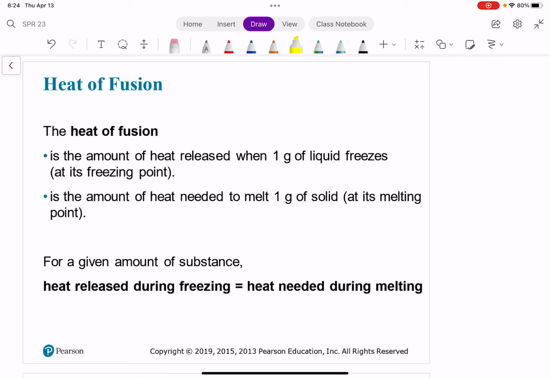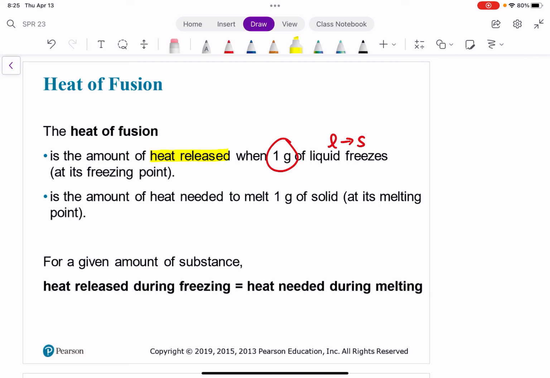All right, heat of fusion. The heat of fusion is the amount of heat that's released when exactly 1 gram of liquid freezes, at its freezing point. This will make more sense in a little bit. It's also the amount of heat needed to melt 1 gram of a solid at its melting point. So it's how much heat is released when you're freezing, going from liquid to solid. Let's write that down: liquid to solid. Specifically, 1 gram of your liquid is turning into a solid.